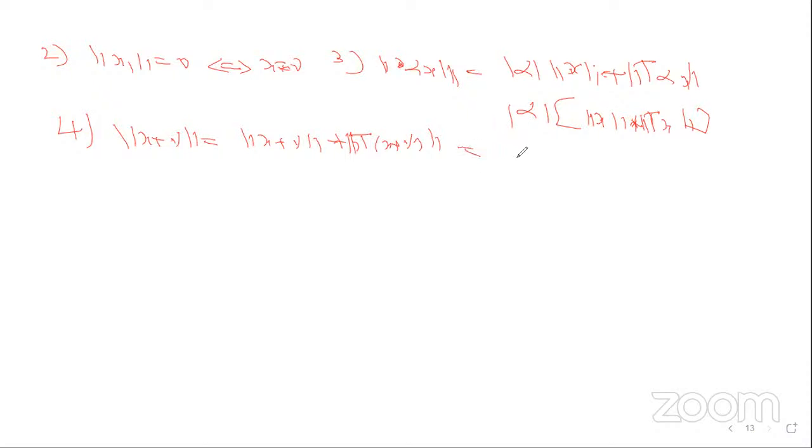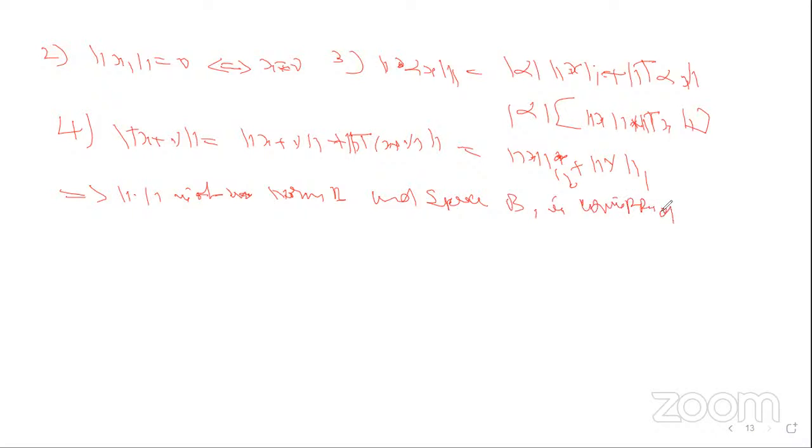In the simplified manner, what we'll get? Norm of x1 plus norm of y1. This is one denominator, here also one. So here norm is a norm of B, and space B1 is equipped with this new norm. So B1 with this norm is a normed linear space.